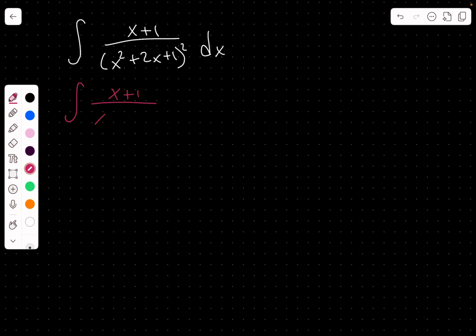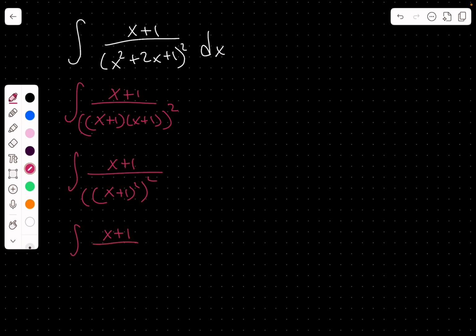Because x plus 1 times x plus 1 gives you x squared plus 2x plus 1. All right? And then we have all this to the power of 2. But this can be rewritten differently. This can be written as x plus 1 with the multiplicity of 2, raised to the second power, right? Because this never disappears. And when you have an exponent raised to another exponent, you multiply them. That gets simplified to x plus 1 to the 4th power.